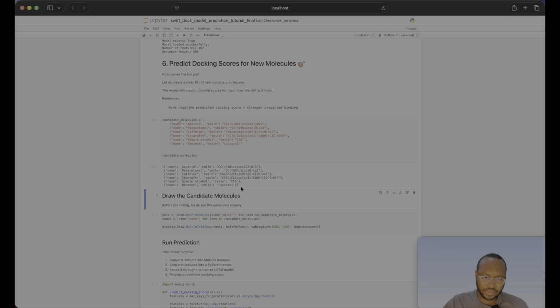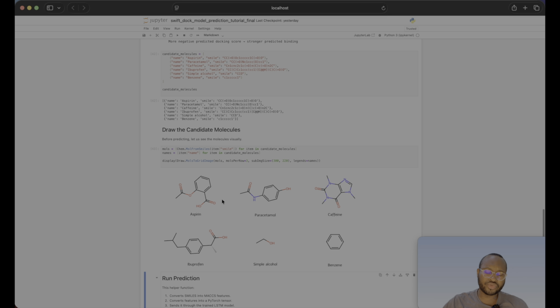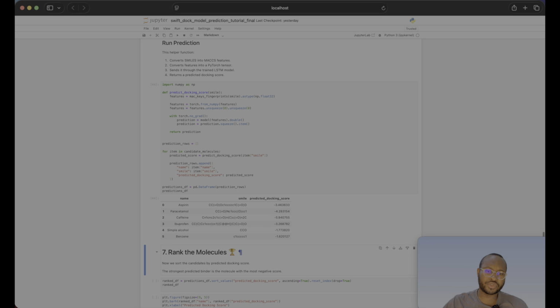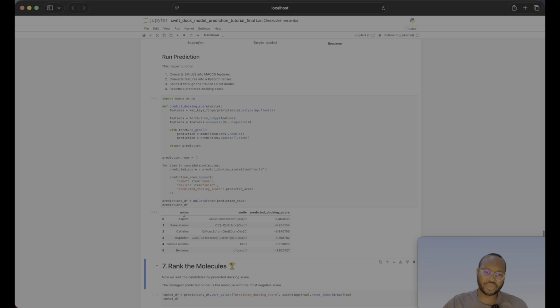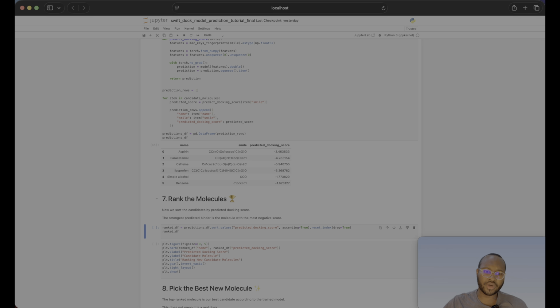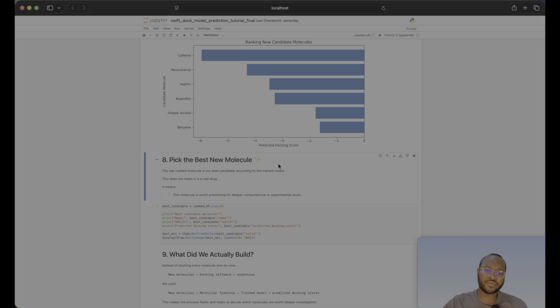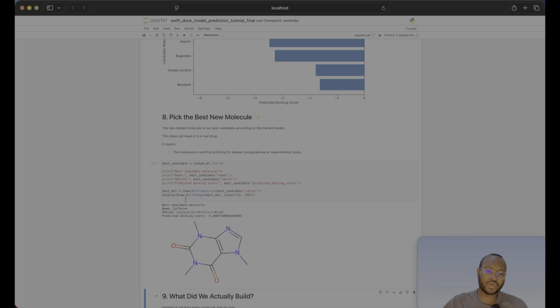After doing that, I just loaded them. Let's look at the 2D diagram. So we have aspirin, paracetamol, benzene, for example. So let's use the model to predict the docking scores. For example, aspirin, we got this -3, and for caffeine, it is the lowest, and lowest means it has the strongest binding. Let's rank them. After ranking, caffeine is on top. Okay, this is the visualization of the ranking. So our best molecule is caffeine.